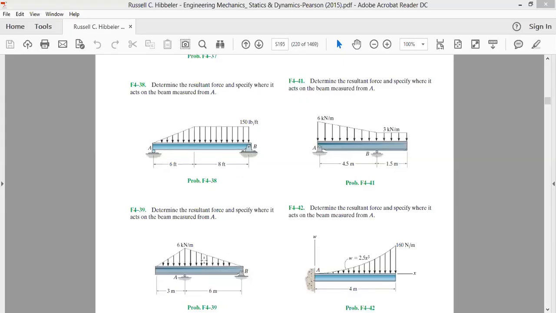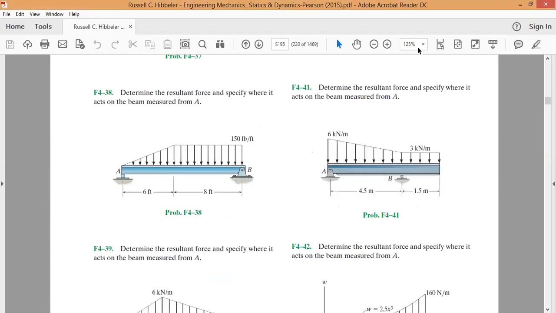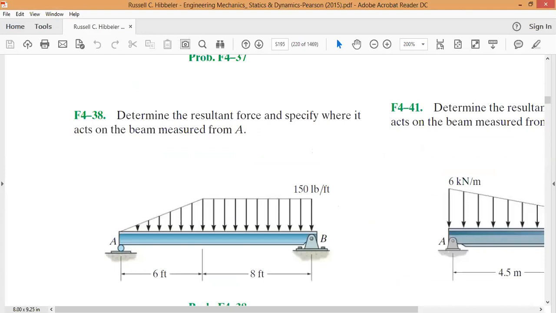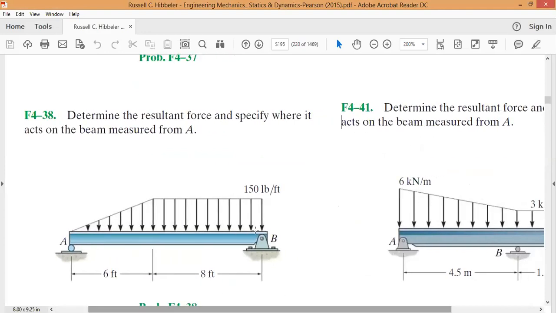After understanding how to find the centroid of a right angled triangle, now let's try to solve a few questions. The question says, determine the resultant force and specify where it acts on the beam measured from A. We have a beam, the total length of the beam is 6 feet plus 8 feet, that is 14 feet.